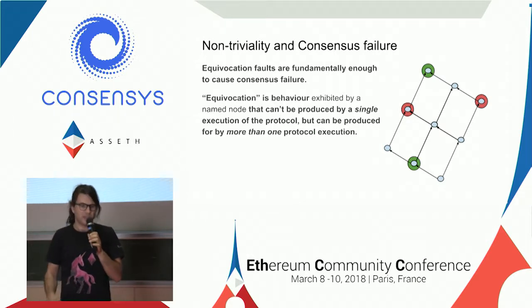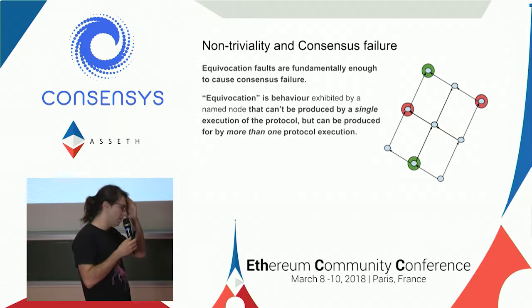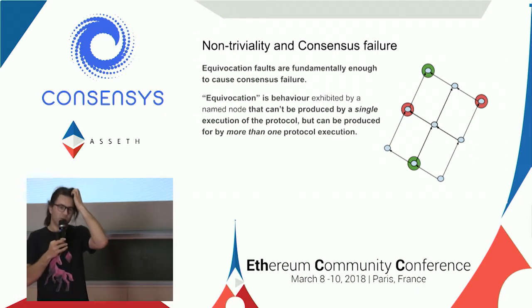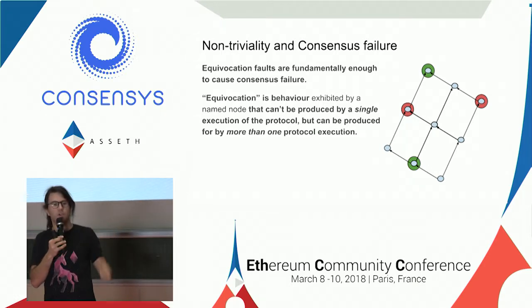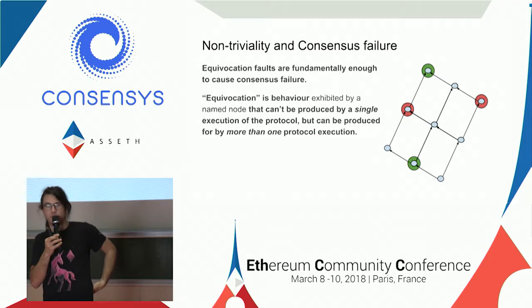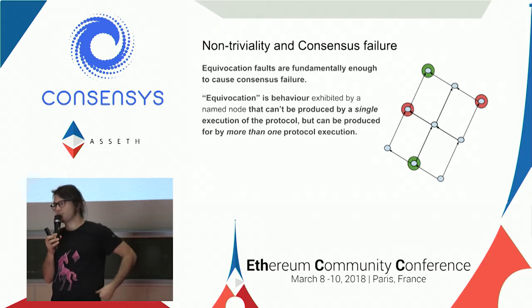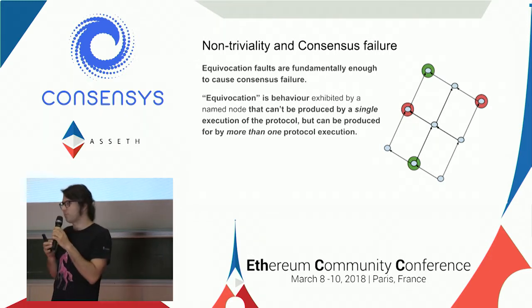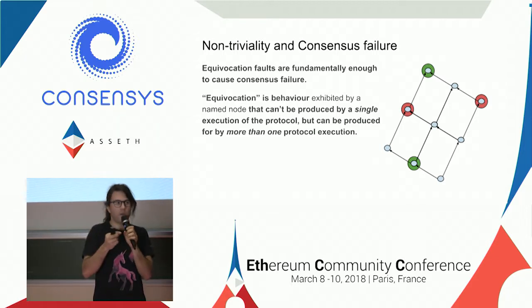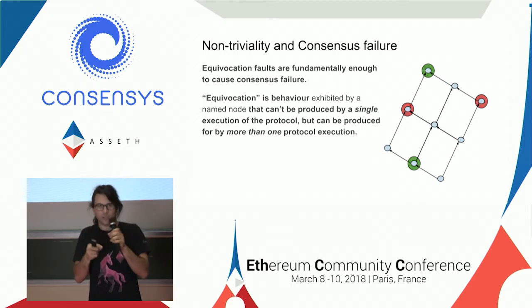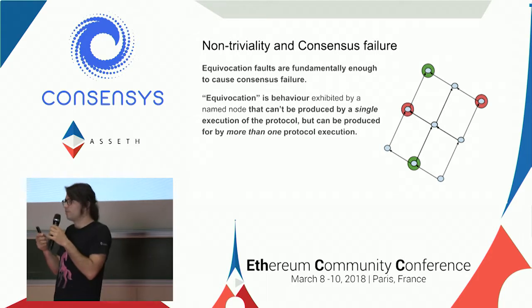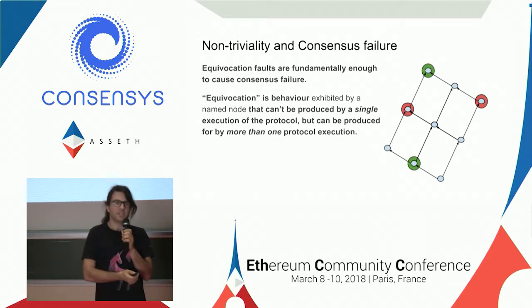So rather than considering all arbitrary behavior, we're going to focus on this equivocation fault, which just corresponds to correct execution of the protocol, but more than once. This more-than-once kind of execution of the protocol is going to allow our consensus-forming nodes to tell me to go over here and you to go over there, so that we're forever separated and have a consensus safety failure.